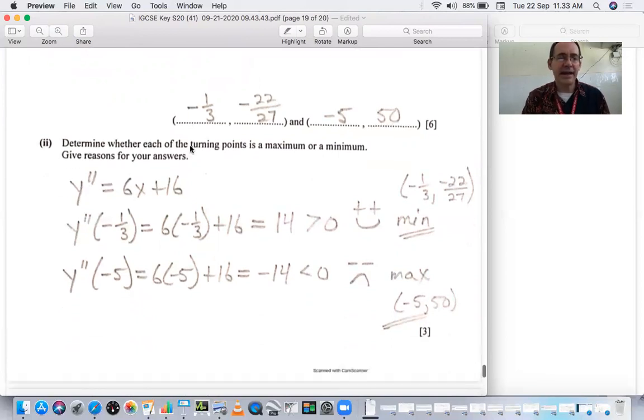And then we plug in the x coordinates, the -1/3 and also the -5. For the -1/3, when we plug it in, we get 14, which is greater than 0, meaning it's positive. So draw a little smiley face, positive people smile. And so at the bottom of this smiley face, that is a minimum for this one. For the -5, when you work that through, you get -14, which is less than 0, which is negative. So you have a frowny face, and at the top of the frown, you have a maximum for the (-5, 50).